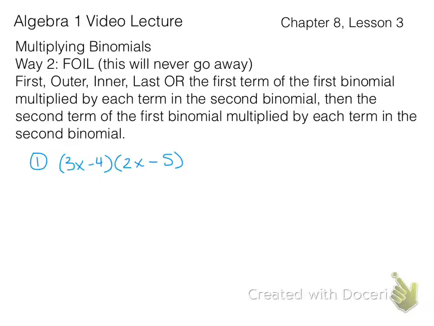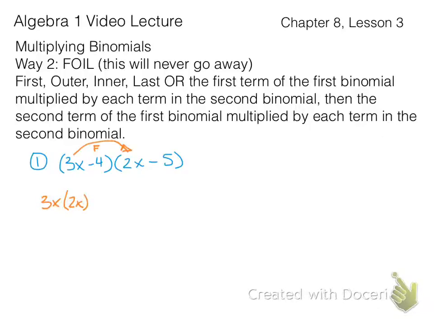I'm going to distribute the first two together, the first and the outer, the inners, which is the ones in the middle, and then the last, which is the last ones there. Or I describe it as the first term of the first binomial multiplied by each term in the second binomial, and then the second term of the first binomial multiplied by each term in the second binomial. So it's going to look a lot like this.